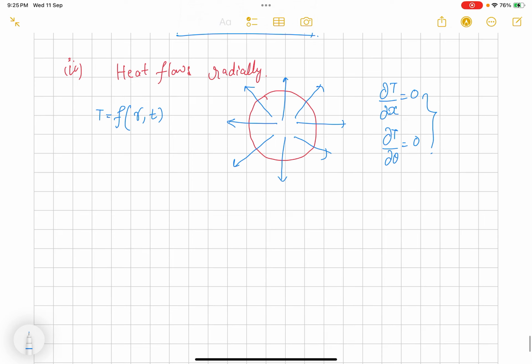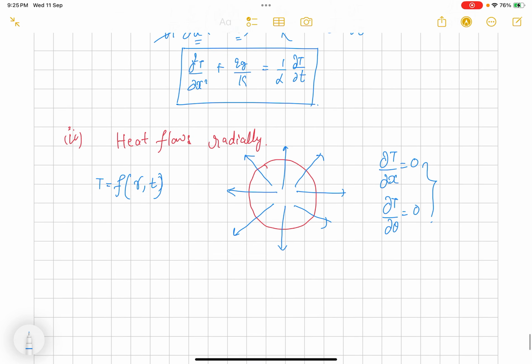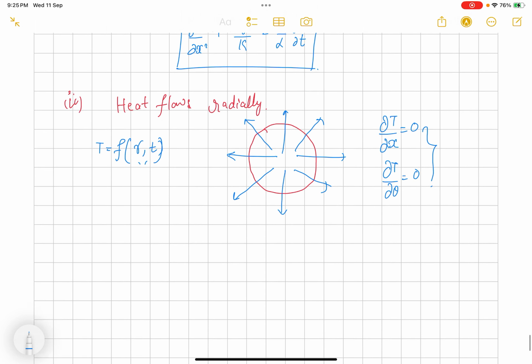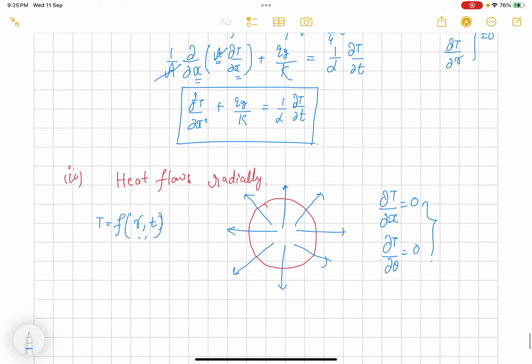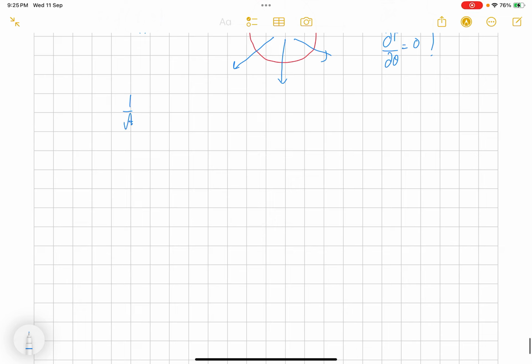So again, starting with, the coordinate that in the previous case we were interested in was x. Now here the coordinate is r. So we have to write the governing conduction equation in one dimension for r. Okay, so 1 by A del by del r of area times del T by del r plus all of the terms will remain the same.